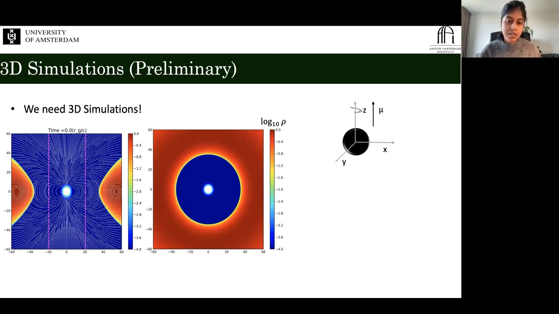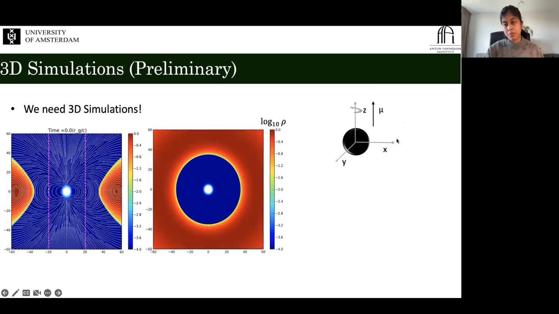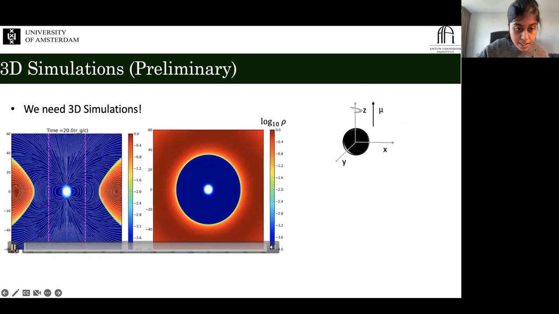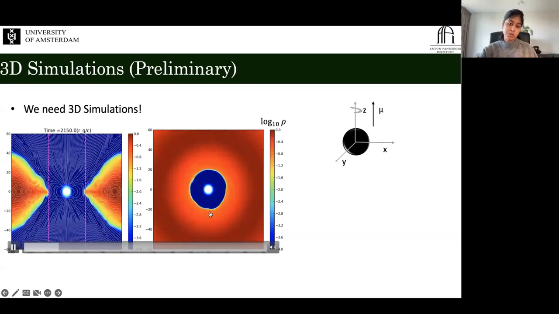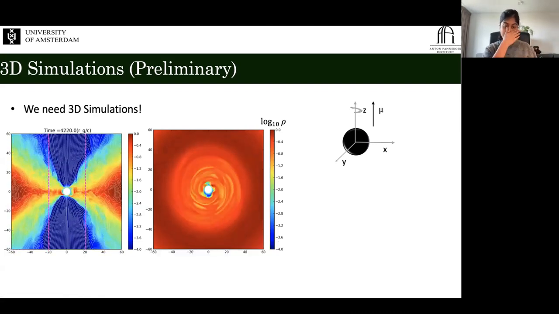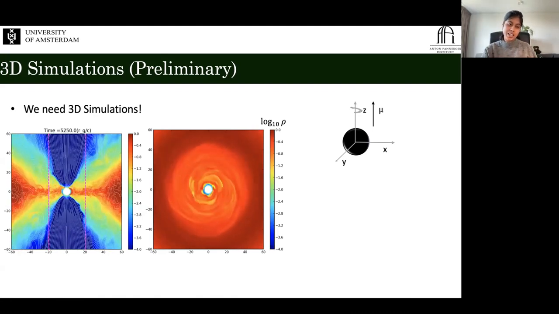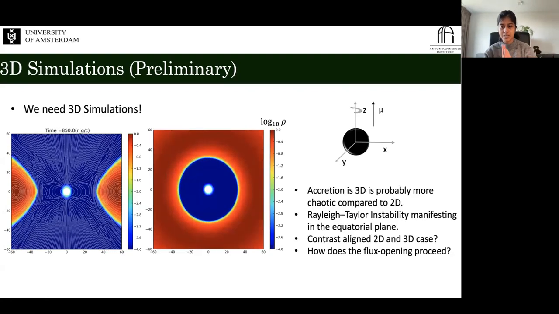This is a simulation in spherical coordinates. What you see here are log of density cuts, where this panel is a cut in the ZX plane and this panel is a cut in the XY plane, basically the equatorial plane. As I start evolving the system, you have tongues developing in the equatorial plane. These are basically Rayleigh-Taylor instabilities, and as a result you have a really chaotic accretion in the 3D case.